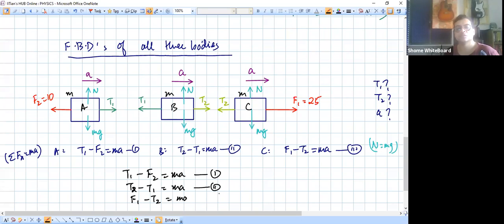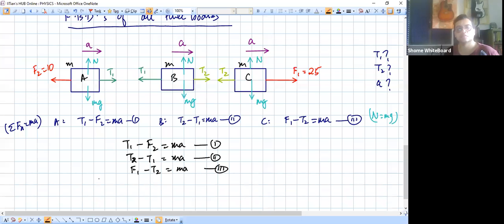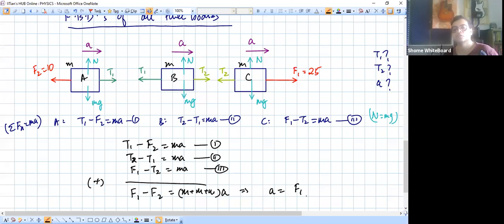So if you just simply add the three simultaneous equations, you will get F1 minus F2 is equal to (m plus m plus m) a. So parametrically speaking, we'll get the acceleration as (F1 minus F2) divided by 3m. Okay, and numerically that will become 2.5 meters per second square. That's the first thing.